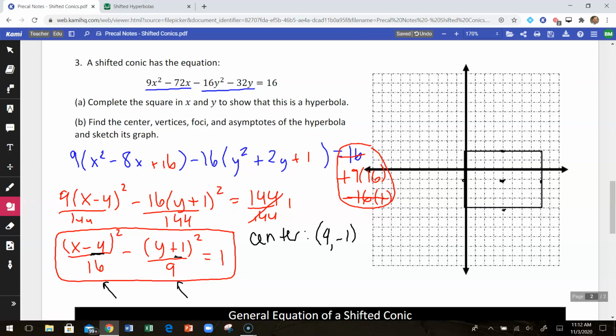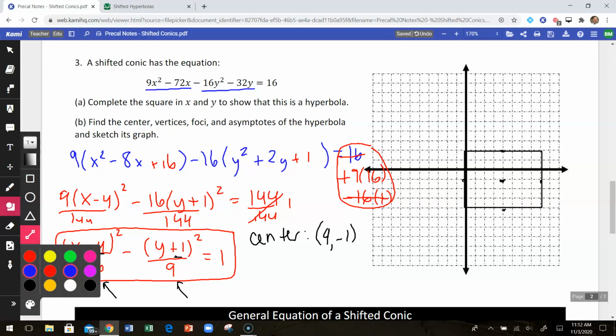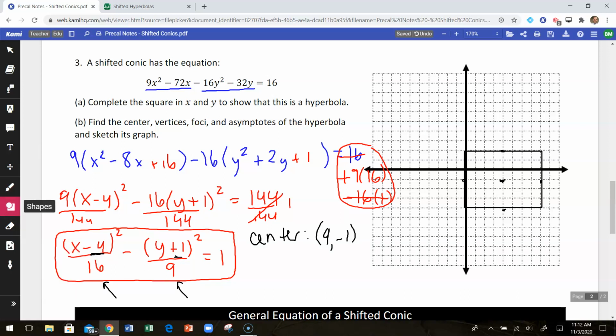And so that's what our central box is going to look like. Then what I'm going to do is draw the asymptotes. So the asymptotes will go through the corners of the box here. So we're going to go up through it this way. Let me try to get that a little bit better here. Up through it this way. And then also down this way. Try that again as well.